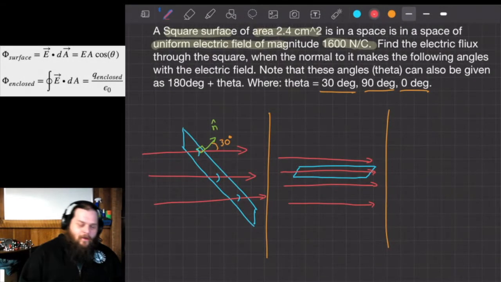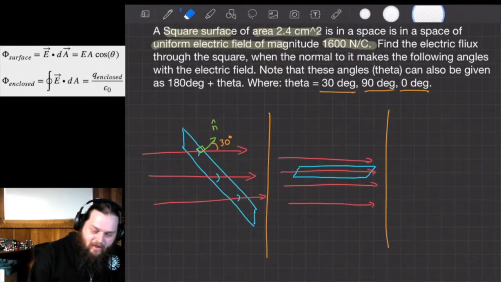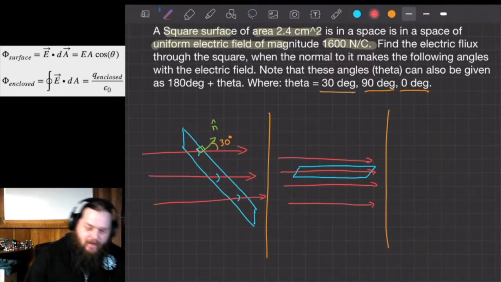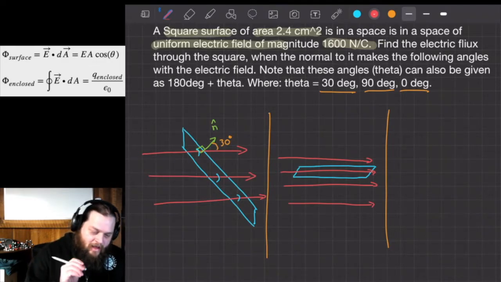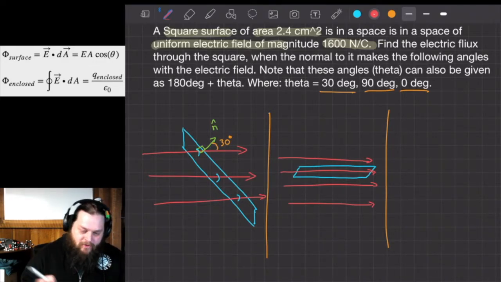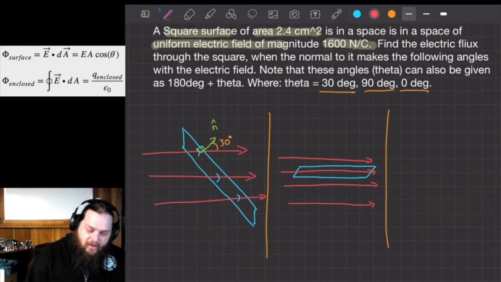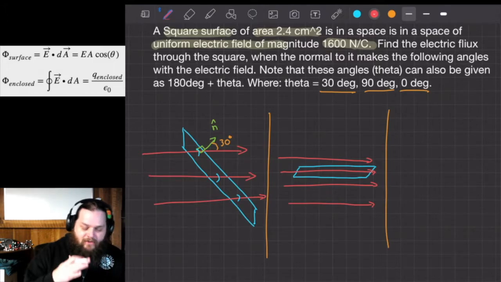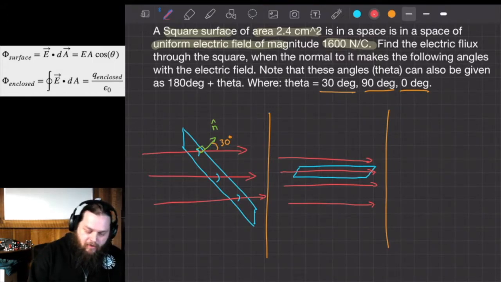Okay, so let me just start this problem over since now we can hear us. What we're talking about is a square surface area of 2.4 centimeters squared, and it's in a uniform electric field with a magnitude of 1600 newtons per coulomb. We need to find the electric flux through the square where the plane is rotated at 30 degrees, 90 degrees, and 0 degrees from it.